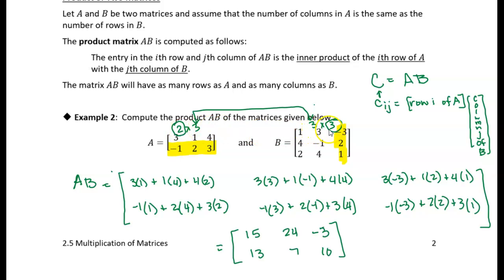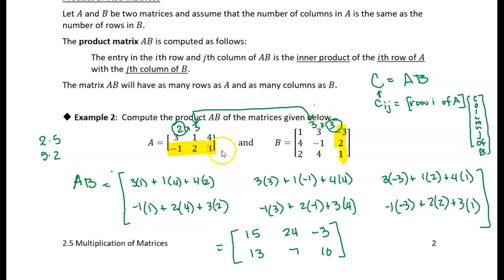Now, another thing to point out is that matrix multiplication is not commutative like normal numbers are. If you have 2 times 5, that's really the same as 5 times 2. That's the commutative property of real numbers. Multiplication is commutative with real numbers, but it is not commutative with matrices. So that's an important thing.